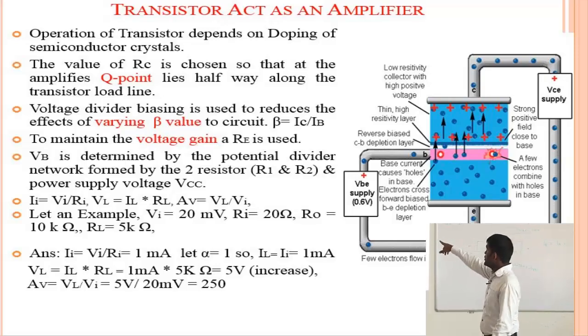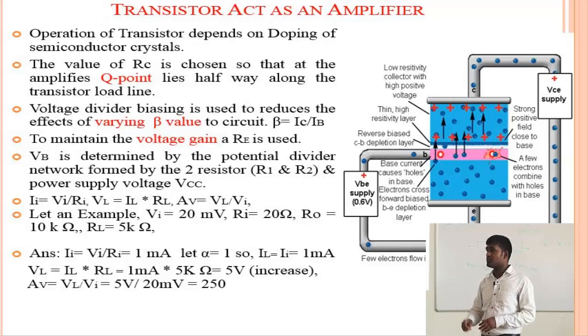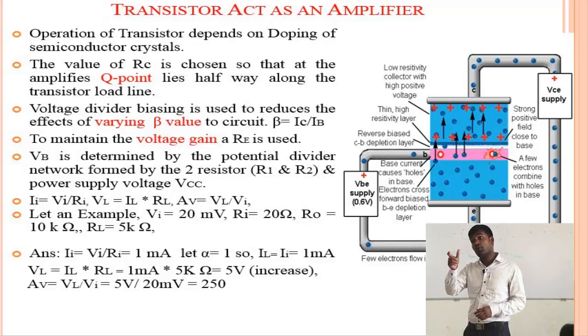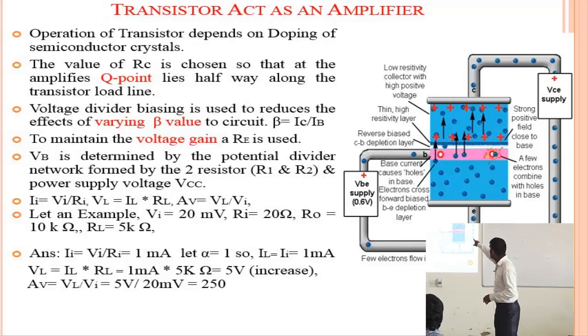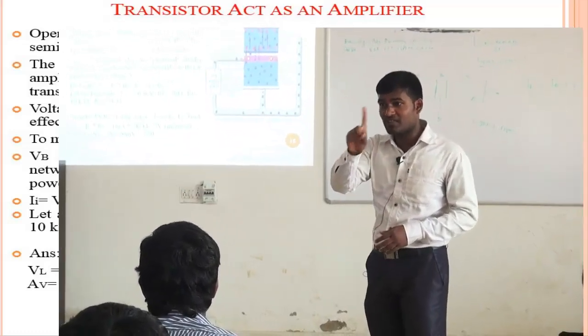First thing, Q point, how the Q point is adjusted depends upon the RC value. You have to take RC value in this way. The Q point can be controlled, and your aim is to give Q point halfway along the transistor load line. Half means middle position. This is the first motto.